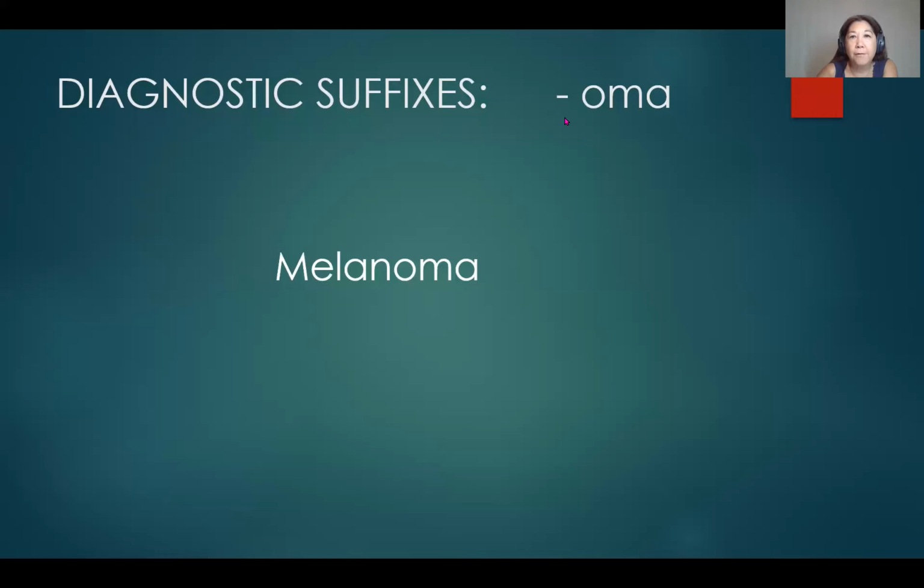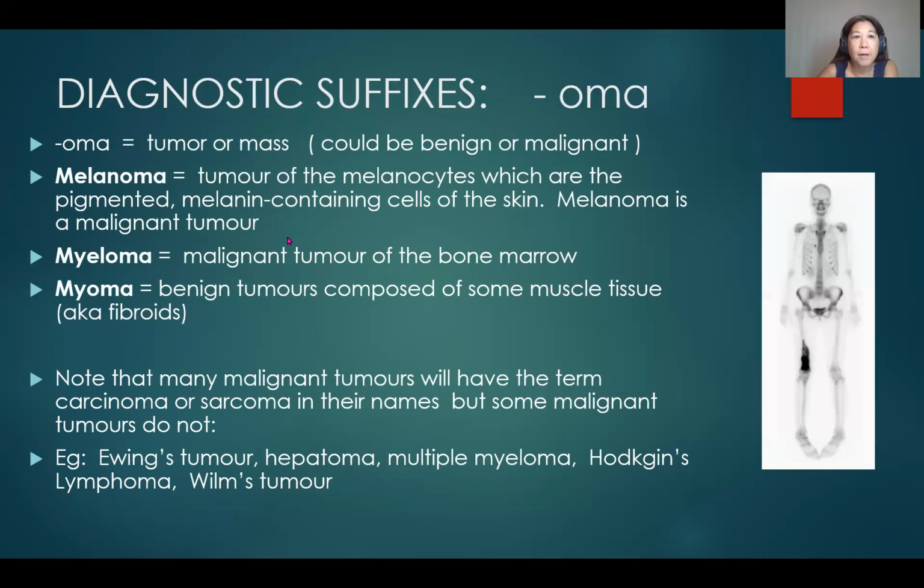The next suffix is oma. This is a very common suffix. An example of a word with oma would be melanoma. You probably all heard about melanomas. So oma means tumor or mass. And just the word oma itself, or the suffix oma itself, doesn't really tell you whether or not the tumor or mass is benign or malignant.